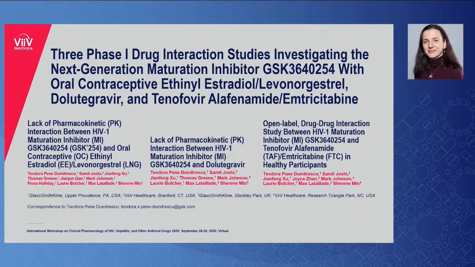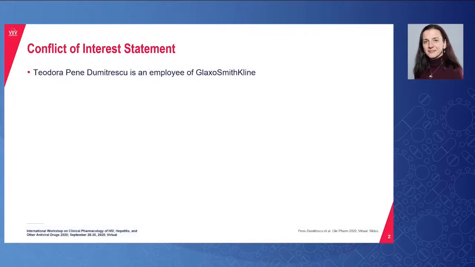I'm a director in the Clinical Pharmacology Modeling and Simulation Group at GlaxoSmithKline. On behalf of my colleagues from ViiV and GlaxoSmithKline, I am presenting 3 phase 1 drug interaction studies investigating the next generation maturation inhibitor, GSK3640254, which I'm going to refer to as GSK254, with oral contraceptive ethinyl estradiol, levonorgestrel, with dolutegravir and tenofovir alafenamide and emtricitabine. For more information, I can be contacted via email on the email address found on this first slide. My conflict of interest is that I am an employee of GlaxoSmithKline.